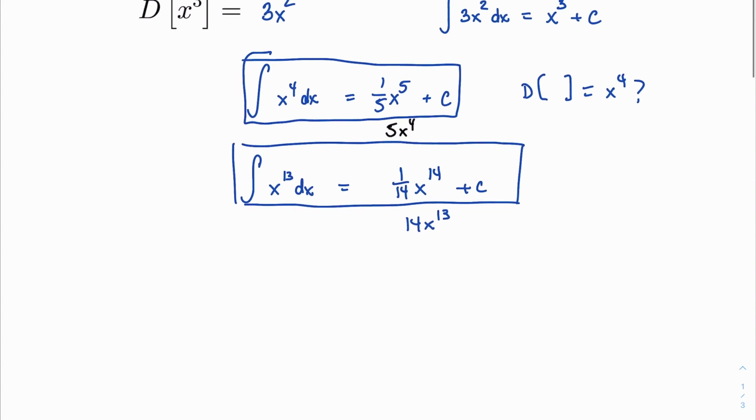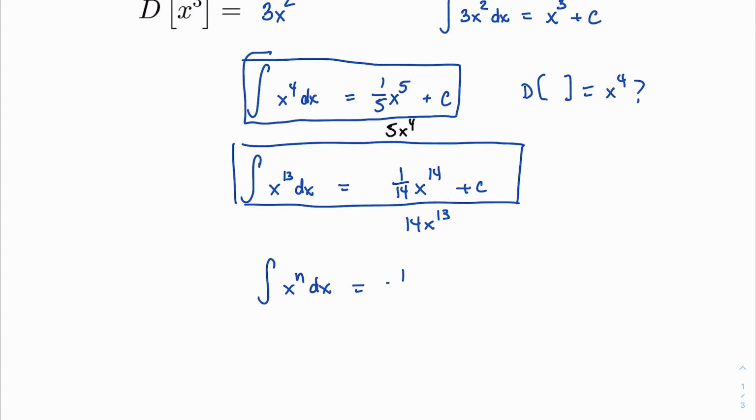Okay, so it seems as though the antiderivative of x to the n dx is equal to, well, let's just trace out what's happening here. When the power in the integrand was 4, the result ended up being 1/5 x to the fifth. When it was x to the 13th, we got 1/14 x to the 14th.